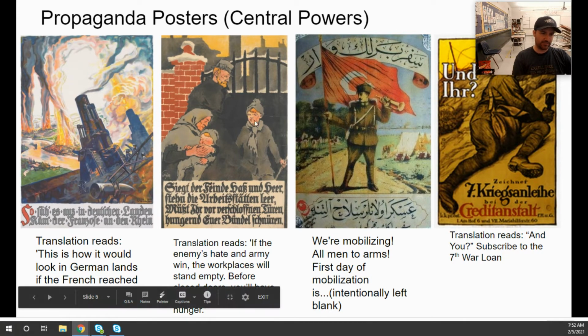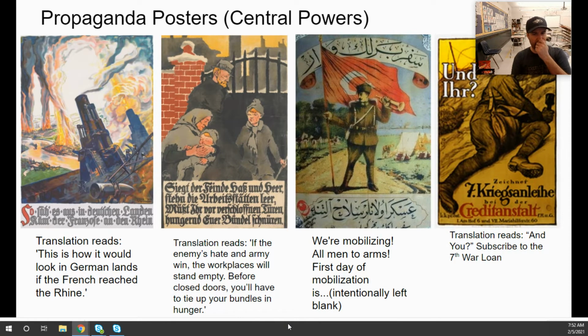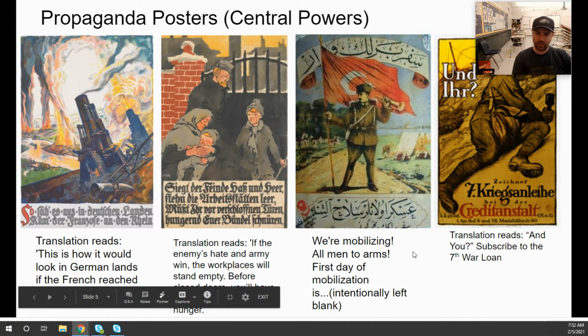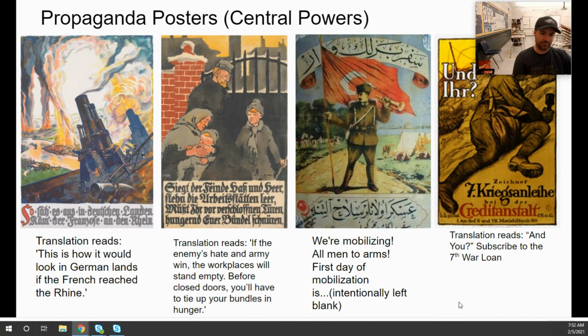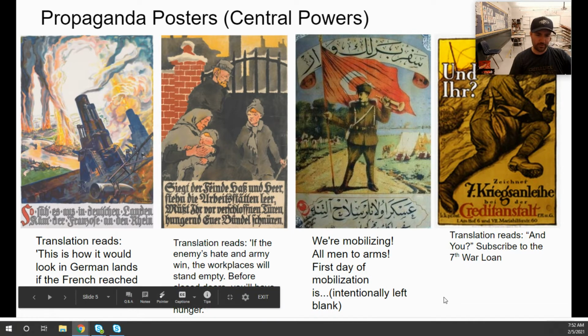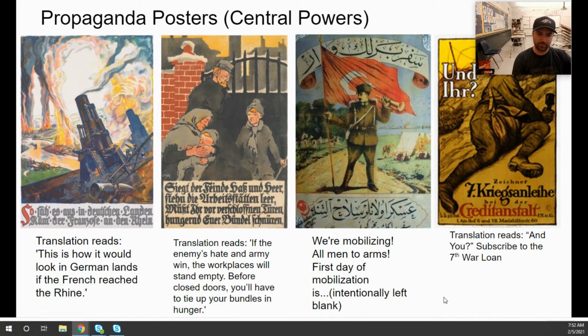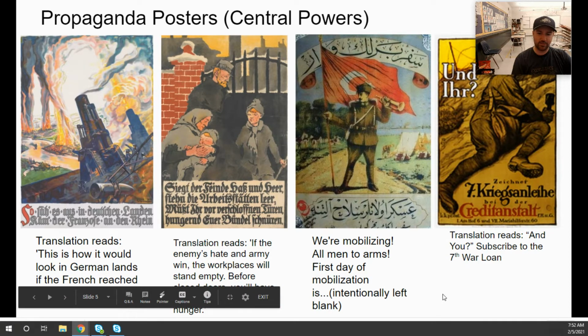The other posters here, I'm pretty sure, that's a German one, or Austro-Hungarian, I can't tell. I think it's Austro-Hungarian. This one's an Ottoman one, and the Ottoman Empire joins the Central Powers, as we talked about in previous lectures. It says, we're mobilizing all men to arms. The first day of mobilization is intentionally left blank because they're not sure when they'll join, but they're trying to get people to get ready for war and to sign up now.